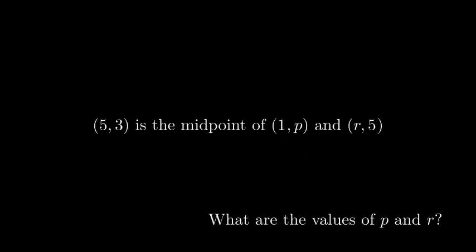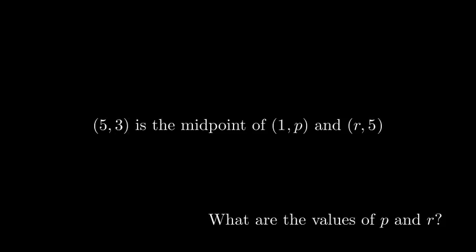Before we look at part A, there's one definition we need to know. The x-coordinate of the midpoint is going to be the average of the two x-coordinates, and the y-coordinate of the midpoint is going to be the average of the two y-coordinates. Now that we know what a midpoint is, let's look at part A.